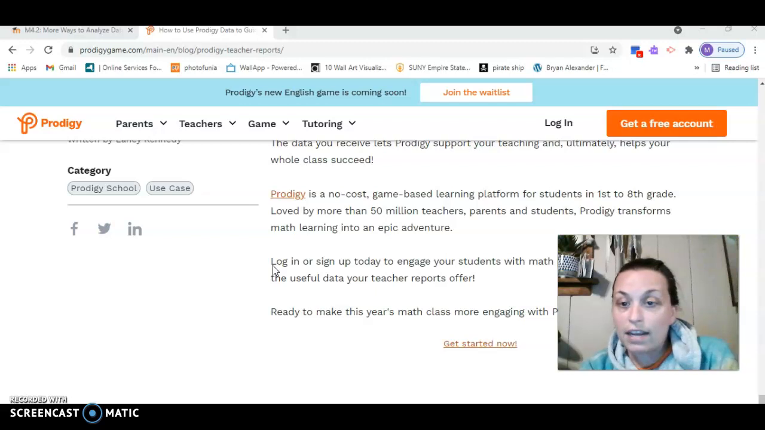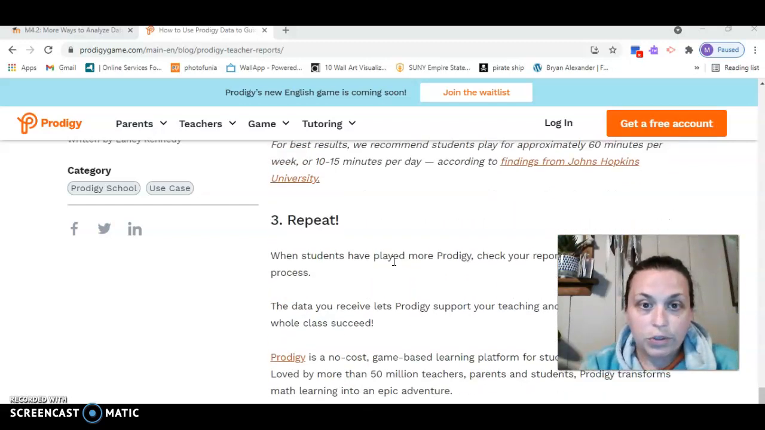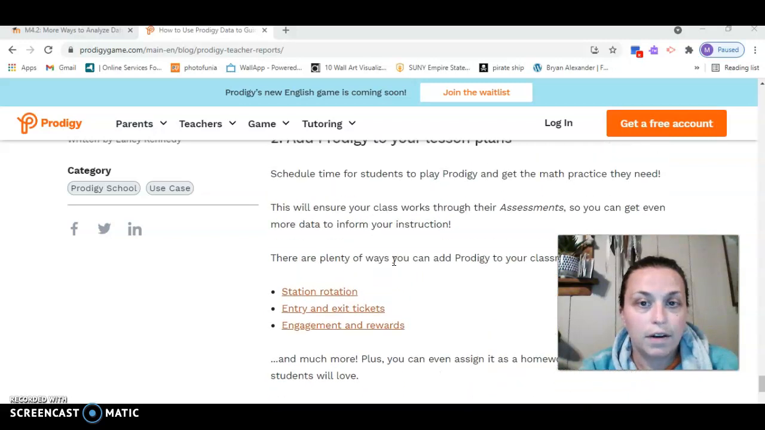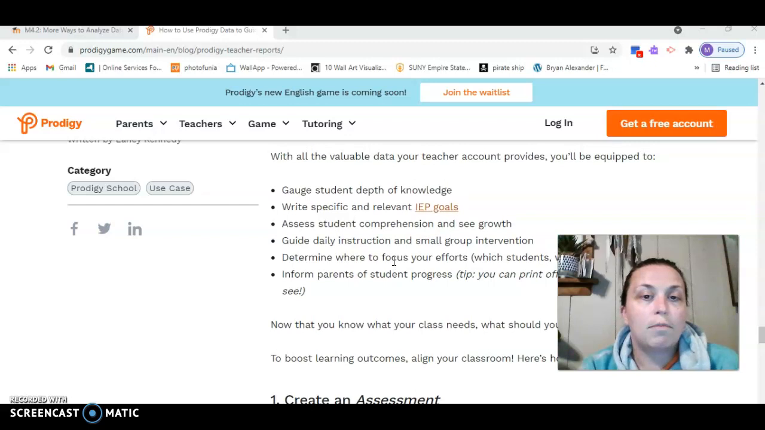And Prodigy's great. It's free. It's a great game. Kids really love it, and it does give you a lot of data that you can use for math skills. So I highly recommend this site. It really does cover a lot of things that you would need to know as an educator or a parent.